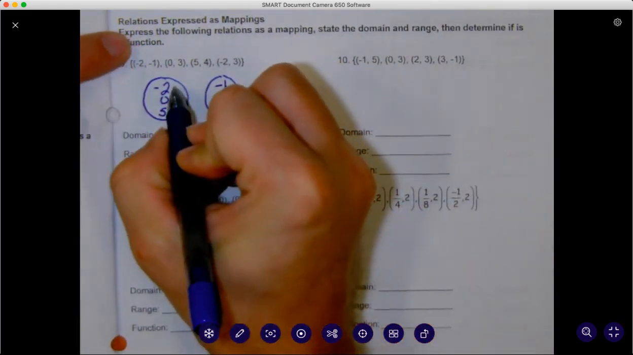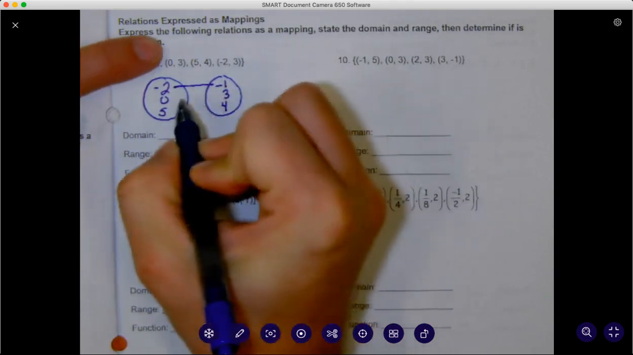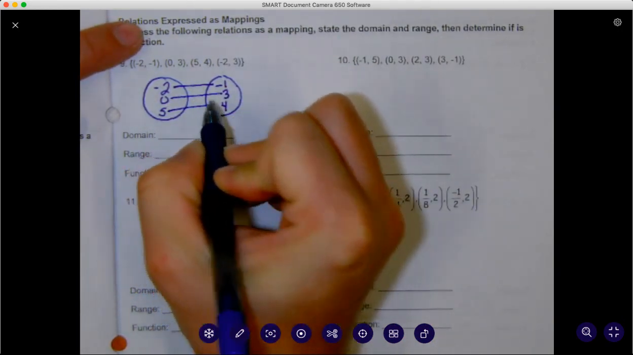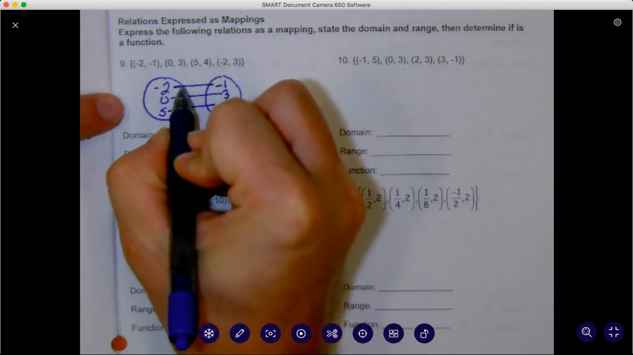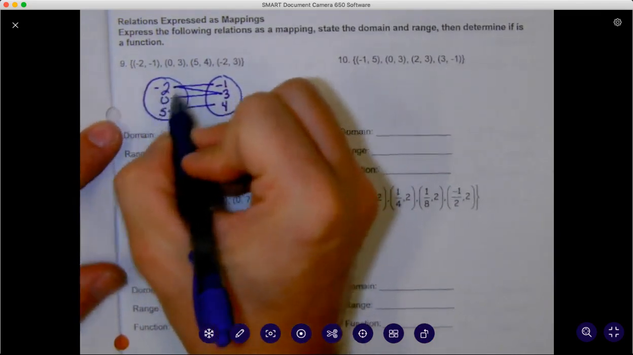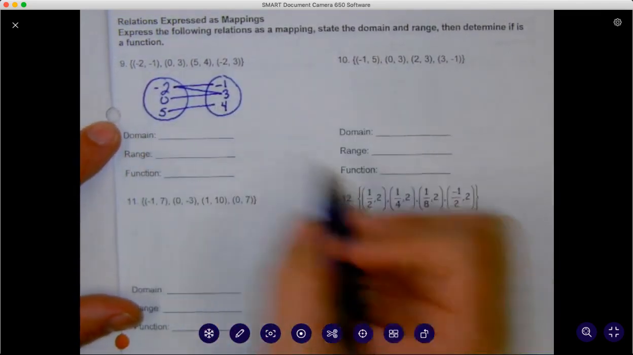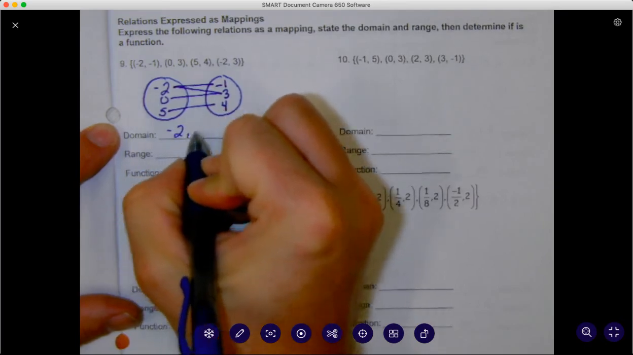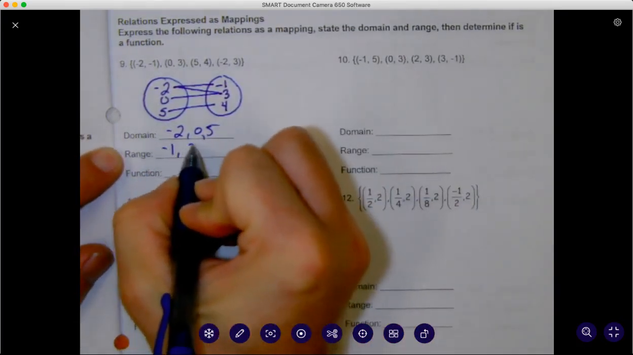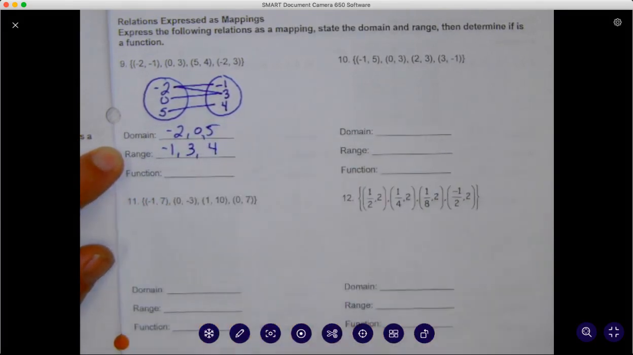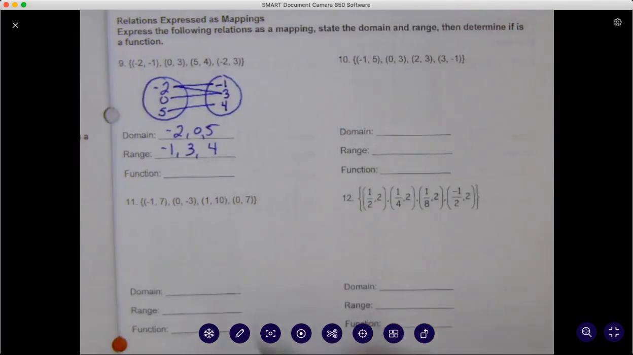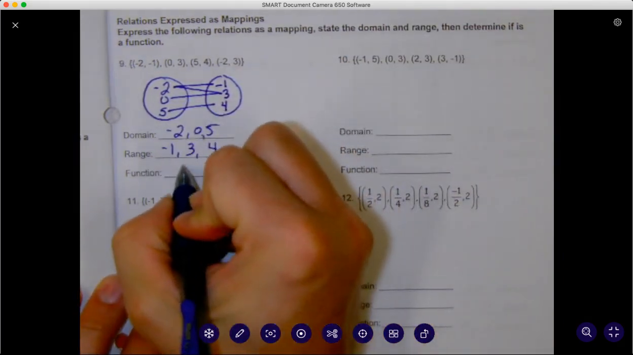So -2 goes with -1. 0 goes with 3. 5 goes with 4. And then -2 also goes with 3. So we got our domain, which is the list of guys, and range, which is the list of girls, already done for us. So -2, 0, and 5. The range, the list of girls, -1, 3, and 4. Then we've got to decide if it's a function. Now, -2 likes 2 different girls, so that is not a functioning relationship. So, no.